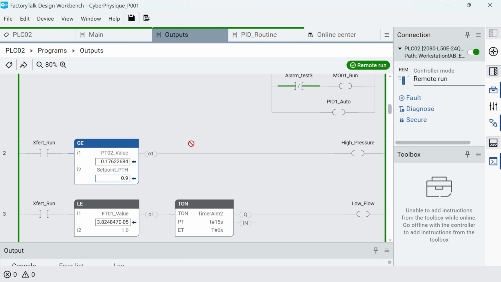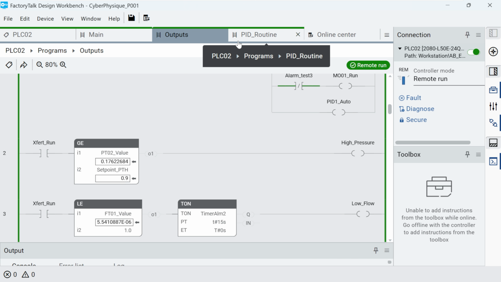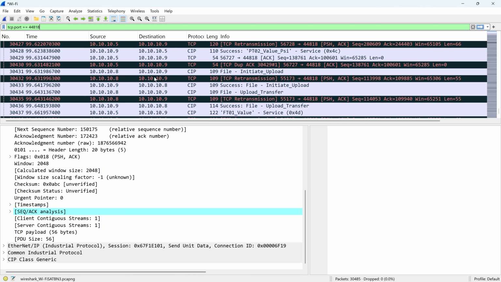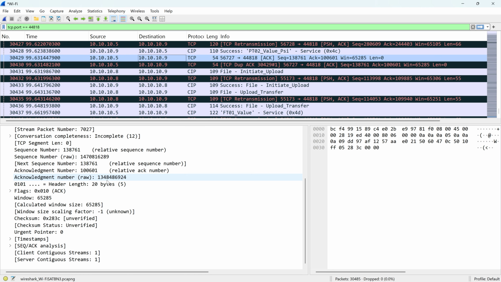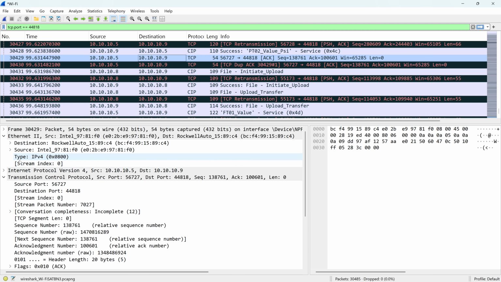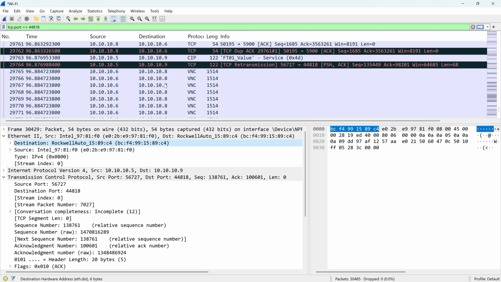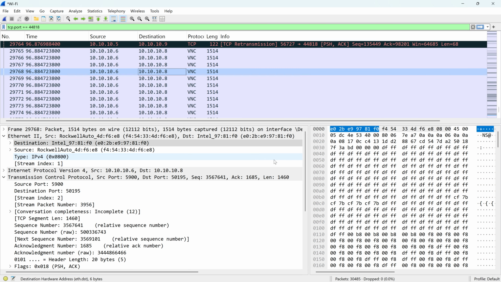Another important part of this experiment is the industrial network itself. The digital twin is not running in isolation. The PLC, the HMI, and the simulation are exchanging process values over Ethernet in real time. Using Wireshark, we can observe these packets directly on the network.